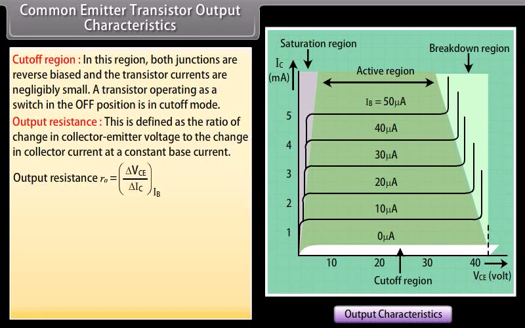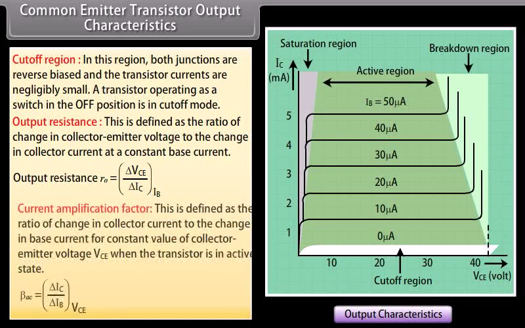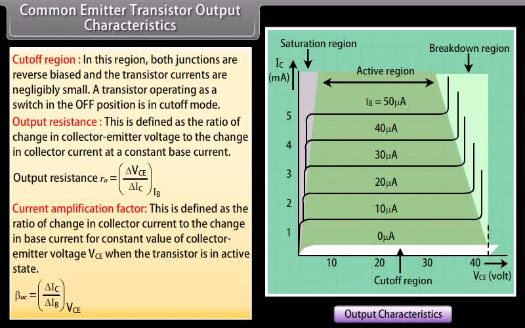Output resistance. This is defined as the ratio of change in collector emitter voltage to the change in collector current at a constant base current. Current amplification factor. This is defined as the ratio of change in collector current to the change in base current for a constant value of collector emitter voltage VCE when the transistor is in active state.